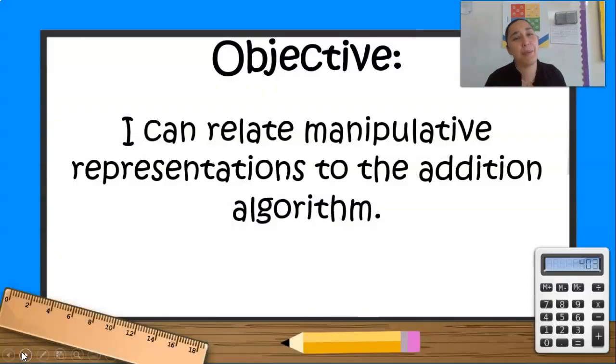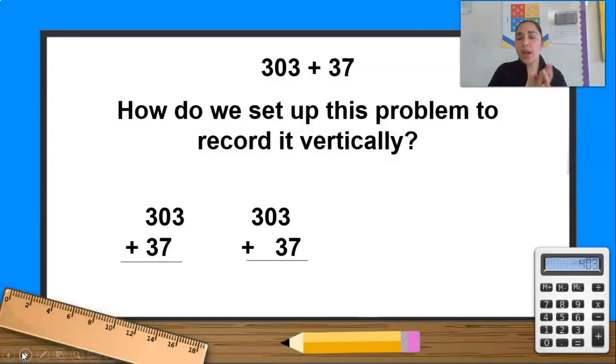Oh, Ms. Bocanegra, skip a part. Before we start practicing for today, let's talk about our learning goal. Our objective for today is that you can relate manipulative representations to the addition algorithm, boys and girls. So we're going to draw using place value disks. Are you guys ready?